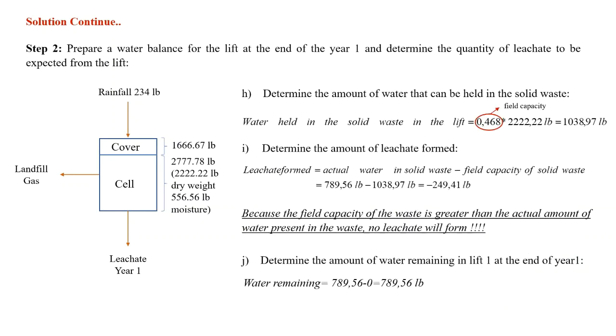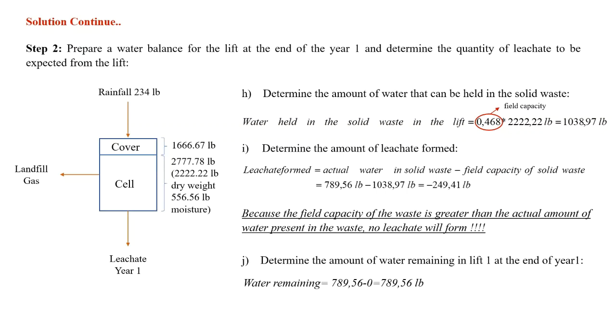And the meaning of field capacity can be explained by the following calculation. The field capacity is a quantity of water that can be held against the pull of gravity by cover material and the waste. To find the water that can be held in the solid waste, the field capacity that we found just now has to be multiplied with the dry weight of solid. After this number is estimated as 1,038.9 pounds, we can realize that this amount is higher than the actual amount of water present in the waste.